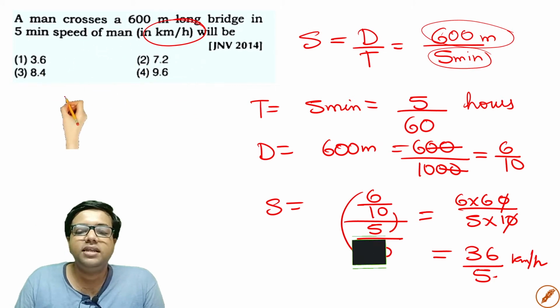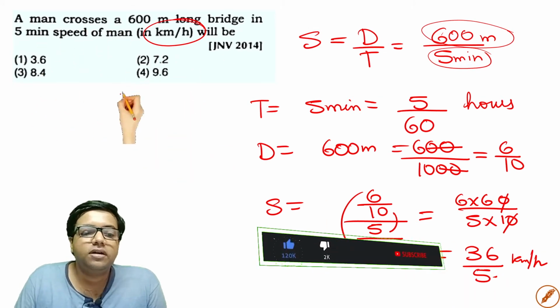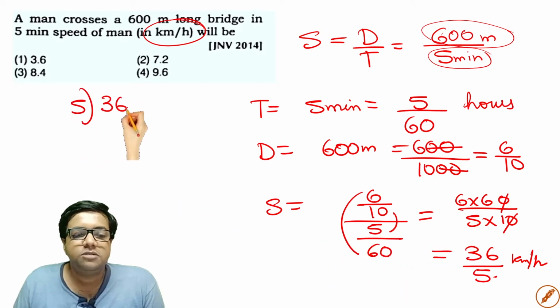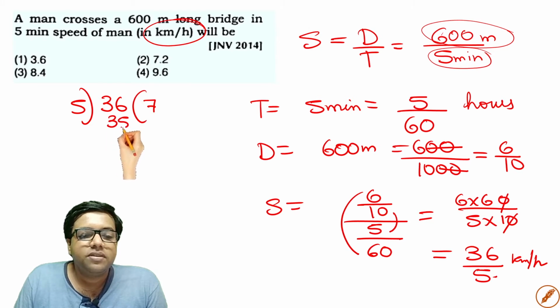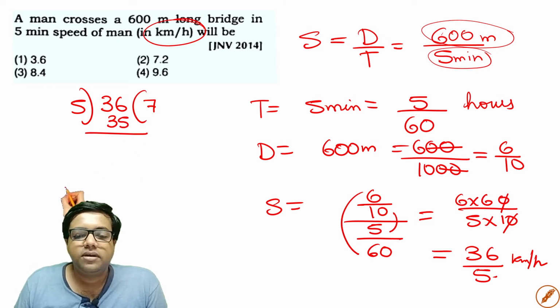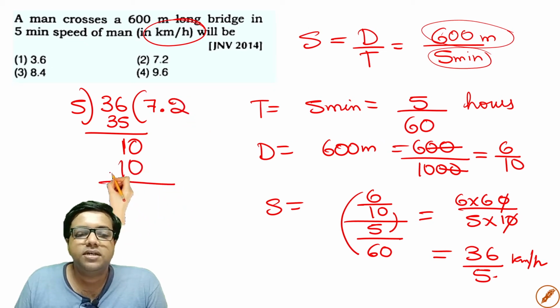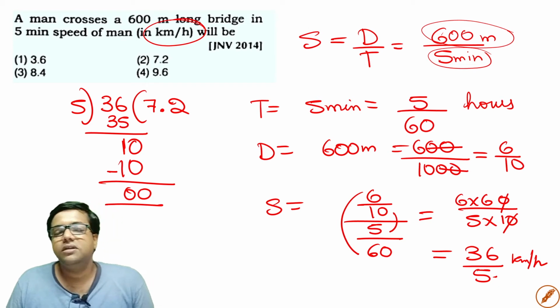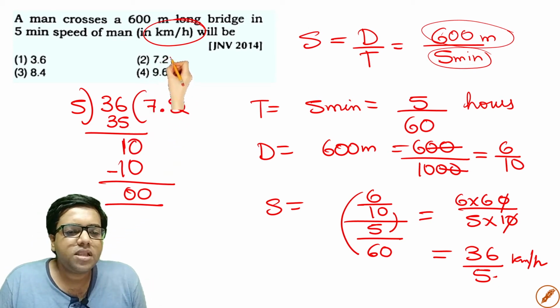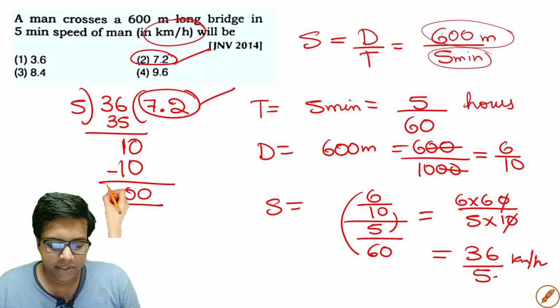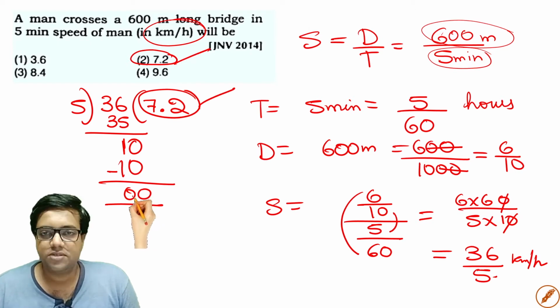But we don't have any of the answer in the fraction form. We all have it in decimal form. So let's divide 36 by 5 so that we can find the right speed. So 5 sevens is 35. So what you will get? You will get remainder 1. You will keep a 0. Now you will keep a point, and 5 twos is 10. So you will get the remainder 0 now. So option 2, 7.2 is the right answer for this question.